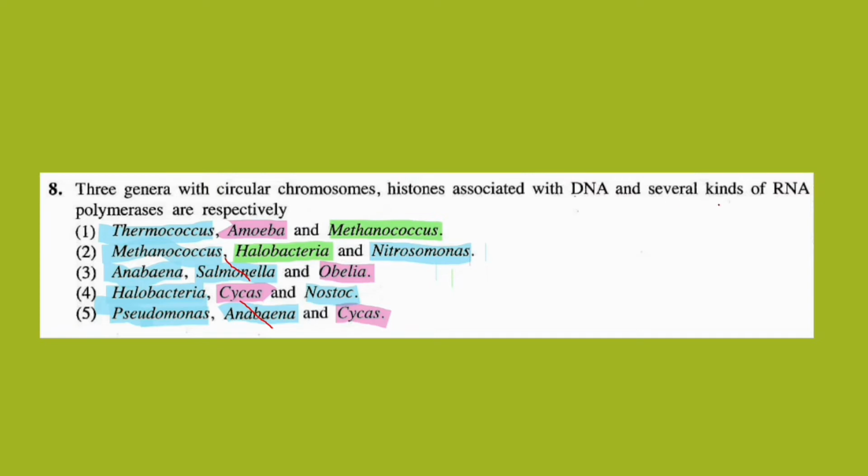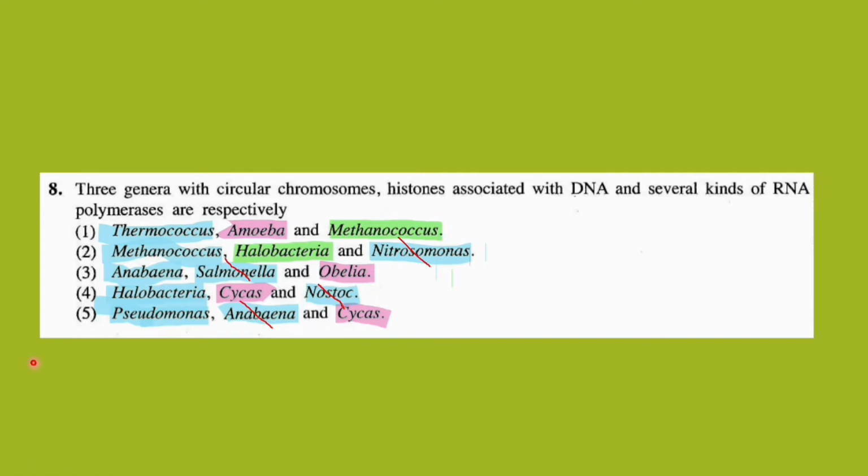Then several kinds of RNA polymerases we can see in archaea and eukarya. Again, we cannot see several kinds of RNA polymerases in bacteria. So the second answer is wrong, third is wrong, fourth is wrong, fifth is wrong. The correct answer is the first statement. Circular chromosomes you can see in bacteria, histones associated with DNA you can see in amoeba because amoeba belongs to domain eukarya, and several kinds of RNA polymerases you can see in Methanococcus because it belongs to domain archaea.